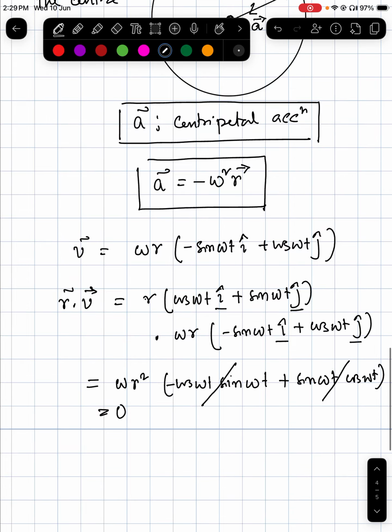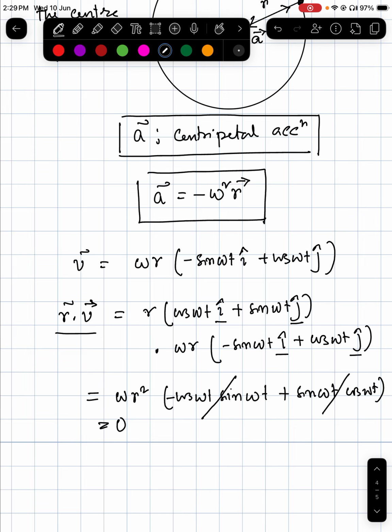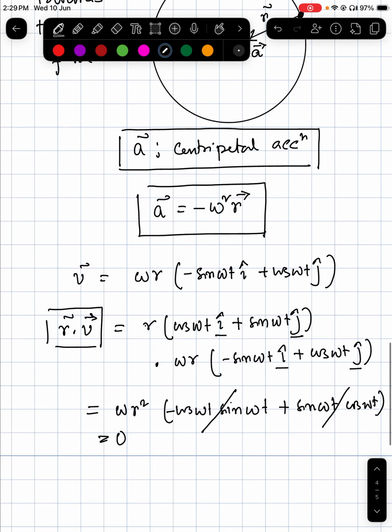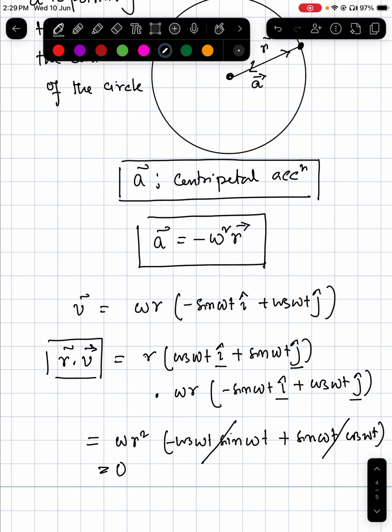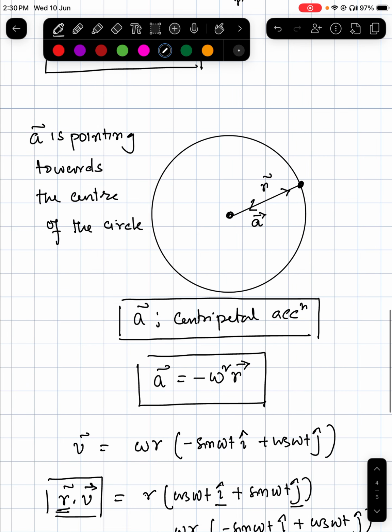Okay, so what does it mean? It means that at any time this dot product is zero, because I have not considered a particular time. At any time it is zero. That means the velocity of the particle at any instant of time is perpendicular to vector r. There is only one way to get this: if the particle is moving along this direction, its instantaneous velocity must be perpendicular to the r vector, right? That means the velocity must be along this direction, which is tangential.